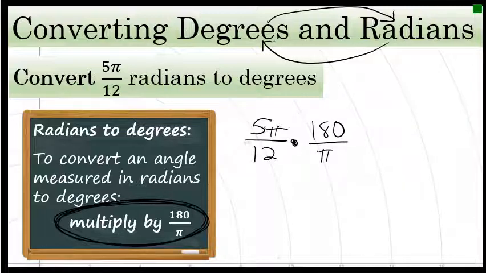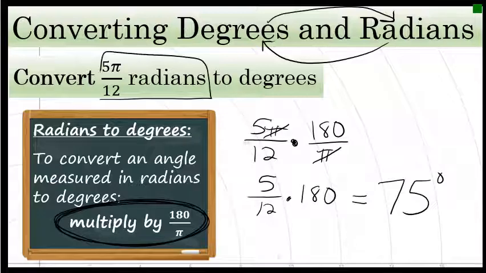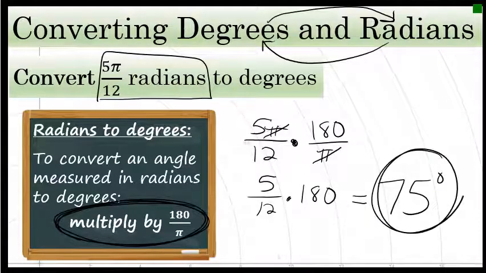In this multiplication, I will be able to cross-cancel the factor of pi from each fraction, and that's going to leave me with 5/12 times 180. 5/12 times 180 represents the equivalent measure in degrees to the angle 5 pi over 12 radians. The product, 5/12 times 180, is 75, and that means an angle that is 5 pi over 12 radians is equivalent to an angle that is 75 degrees.